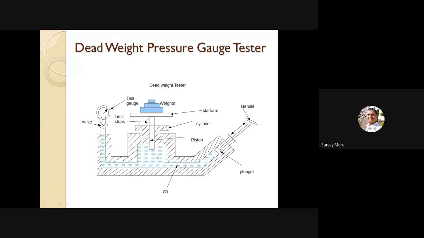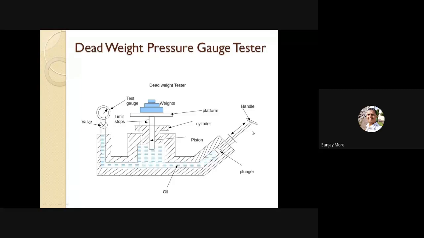One evacuated cylinder is there. In that, fluid is there, some kind of oil, nitrogen gas, and a combination of air. This is the piston, a cylinder piston arrangement is there. Here is a platform to put the weights, here a valve to release the pressure, and here a dial gauge, means test gauge, to display the reading.